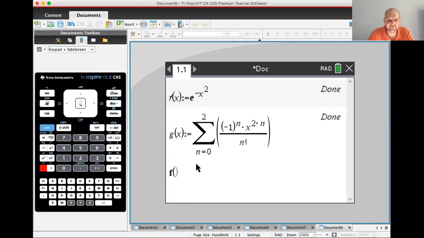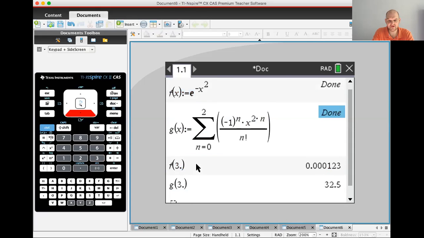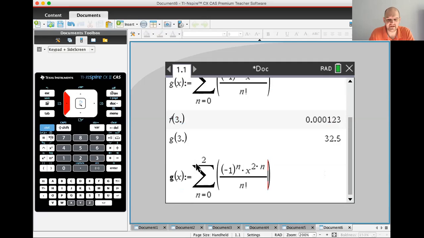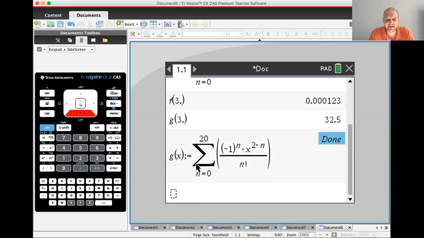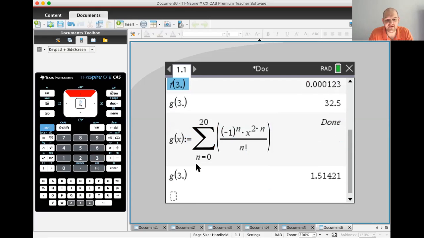So if I do f of 3 and g of 3, it's pretty far off. 3 is really far from 0, and 2 terms is a super bad number to use. So let's see. Let's go like 20, and do g of 3 with 20 terms. It's getting down there, but f is so small.